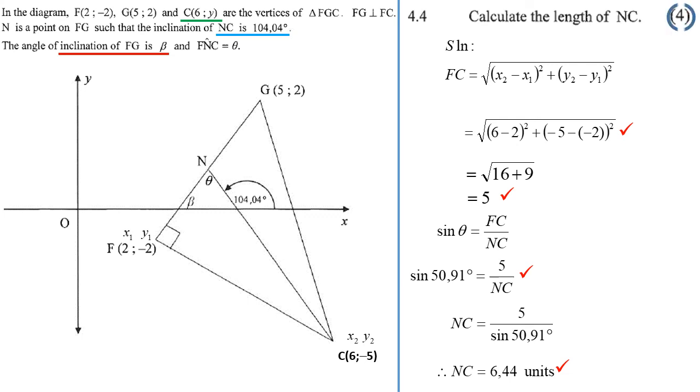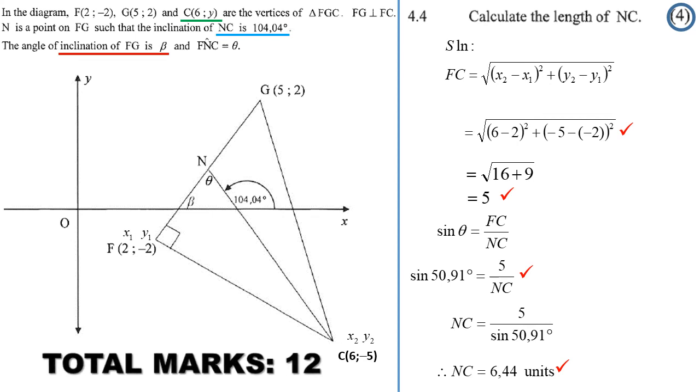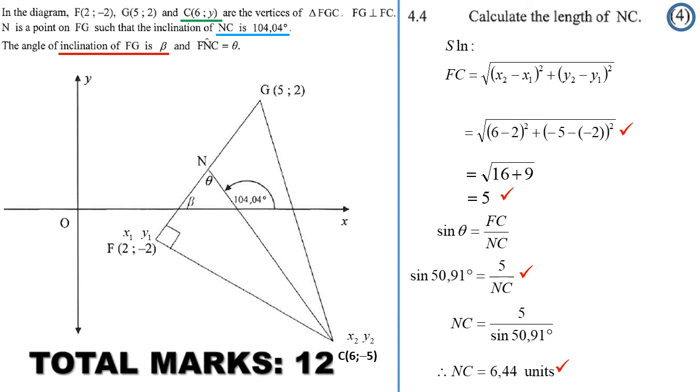So this question was actually a question out of 12 marks. If you don't understand that 12 marks is a lot, look at it. This is a lot of marks. Total marks is equals to 12.